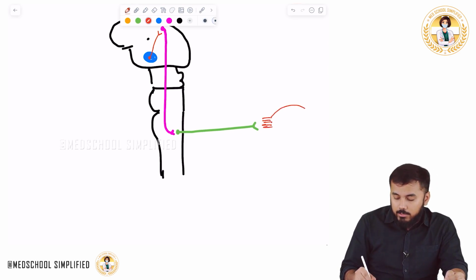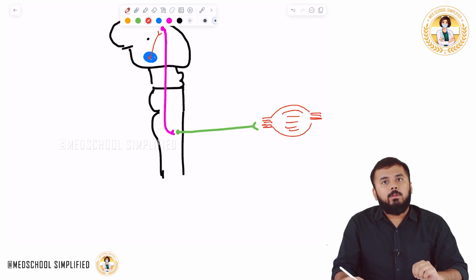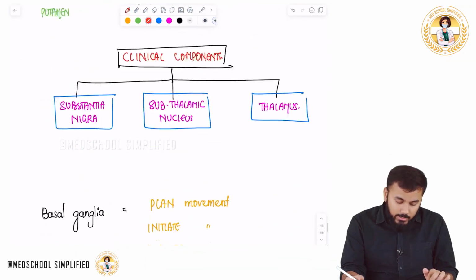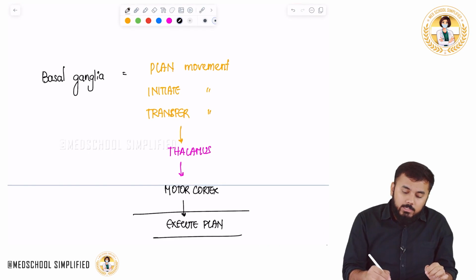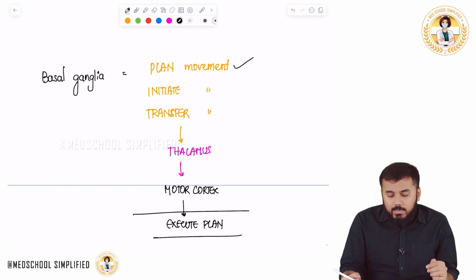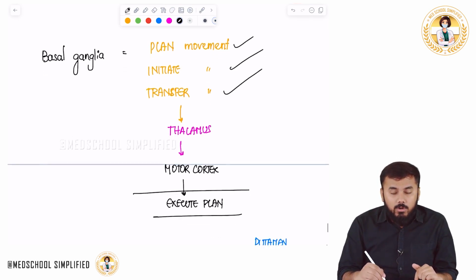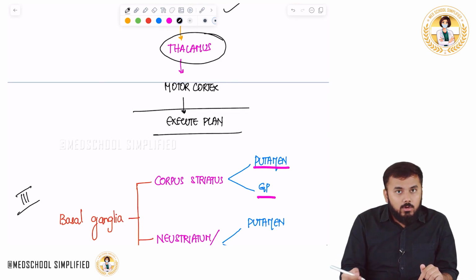It innervates or supplies your skeletal muscle. And once it supplies your skeletal muscle, there is contraction. Now look at what is happening. You remember that in the starting I told you that the basal ganglia will plan the movement, right? So it has planned the movement. After that, it initiates the movement. It will transfer all this planning to the thalamus, and the thalamus will transfer it to the motor cortex.